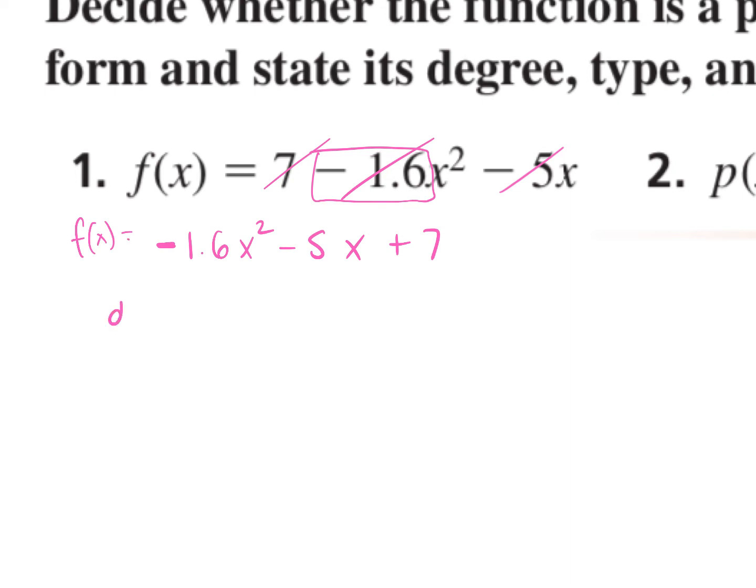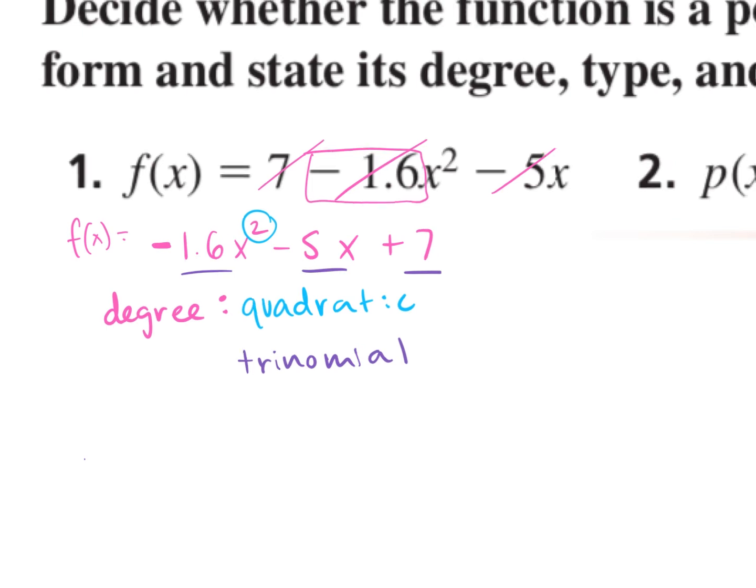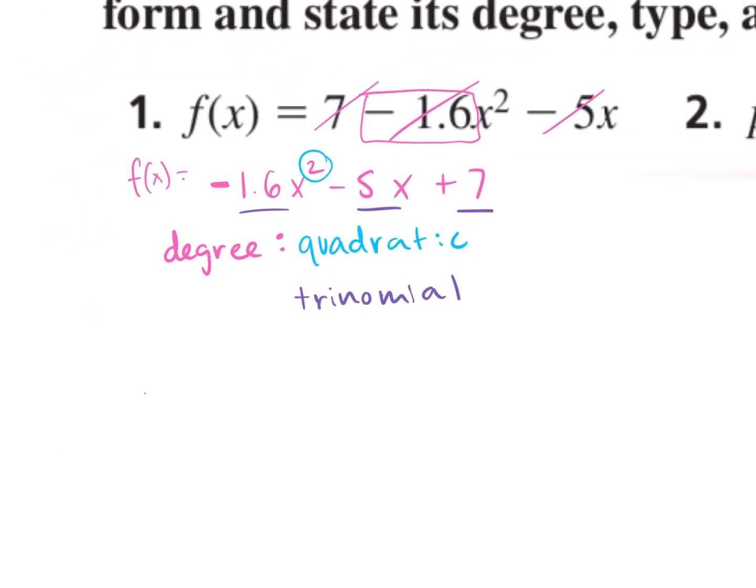All right, so let's classify it by the degree. What is my highest degree? 2. So what do I call something with the highest degree of 2? Quadratic. How many terms do I have here? 3. So what do I call something with 3 terms? Trinomial. And what's my leading coefficient? Awesome, negative 1.6.